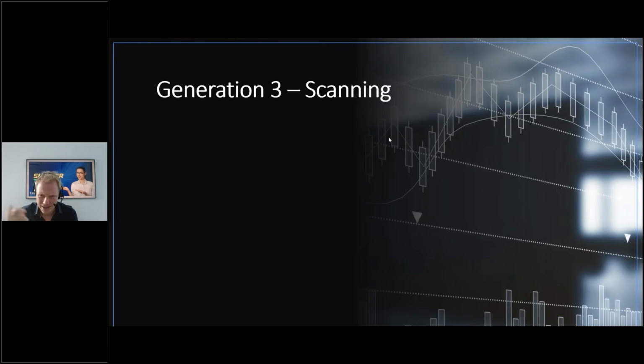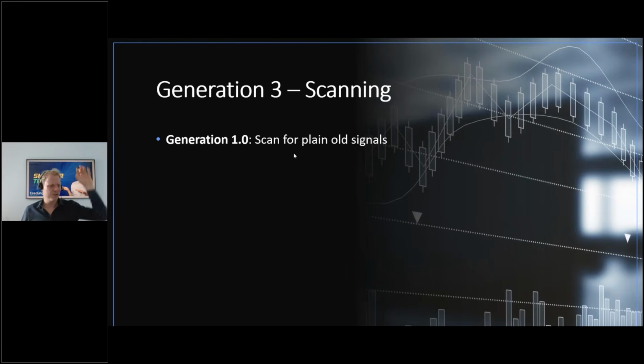Sounds complicated, but let me explain very quickly what this is. Generation 1 scanning is basically a scan where you scan just for entry signals. You see which symbols currently have a buy signal or which symbols currently have sell signals. That's just what everybody does normally. It's Generation 1 scanning. But actually, we can do better than this.